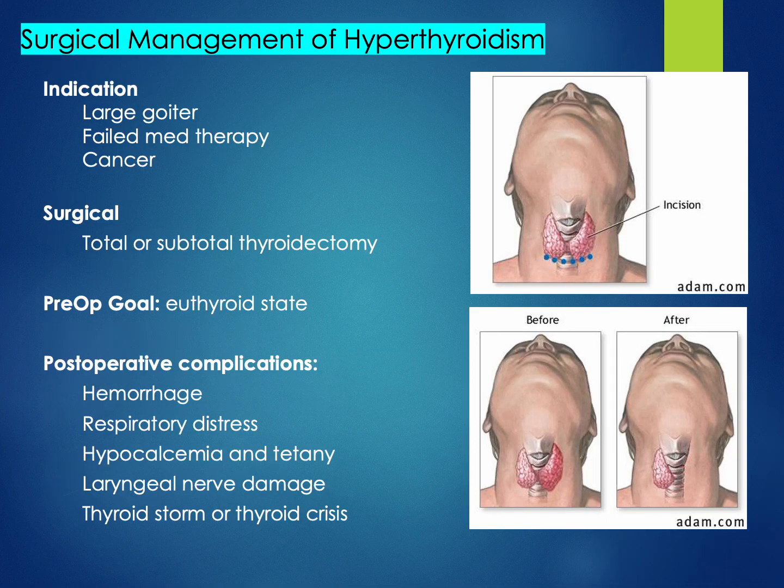If all the other non-surgical methods did not work for our hyperthyroidism patients, we're going to go ahead and move on to the surgical management. Indications for this include patients who have failed medication therapy. They have cancer or large goiters. And this surgery can be either a total removal of the thyroid or a subtotal thyroidectomy.